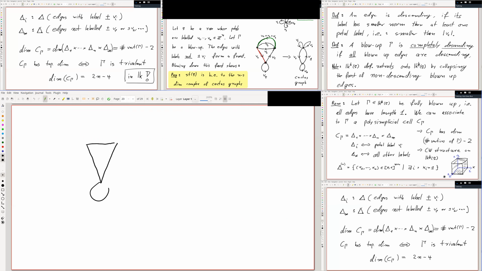So let's say we have V1 here. We have V2 here, V2 here. V2 plus V3 here and V3 here. Right? That's a perfectly valid picture, and it could be completely descending if this labeling is descending. So let's assume that V2 plus V3 is actually less than V1. So what is the corresponding cell?